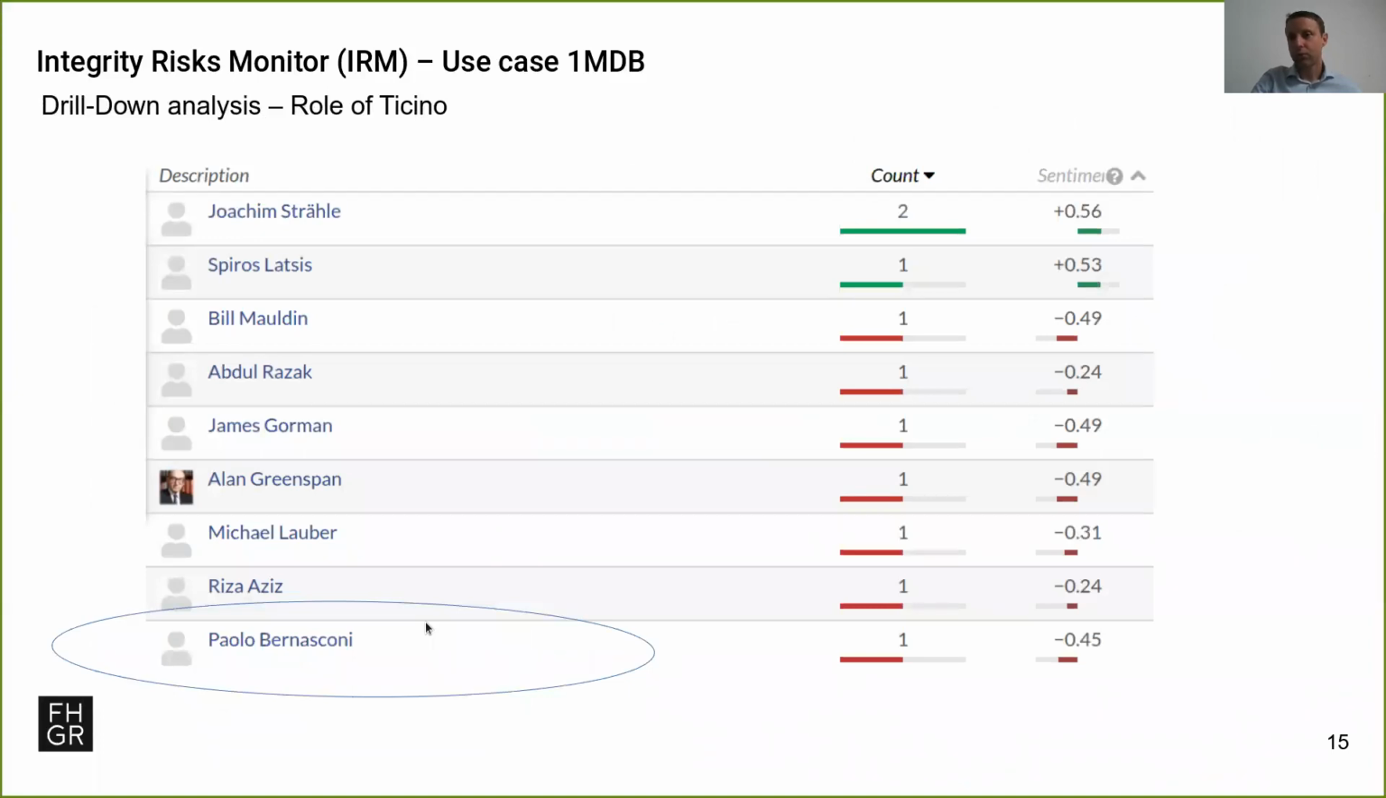And the same is true for persons, and this is actually a case which also shows how important these drill down analyses are. For instance, Paolo Bernasconi has been mentioned in conjunction with this case, but you see this has been a negative mention. And you might now ask yourself the question, why is this the case? Because he actually has been a federal prosecutor. And if you then take a look at the article, you will see that he actually gave an interview covering this case. And the interview has been identified by sentiment analysis as negative. And that's the reason why he is actually mentioned negatively here.